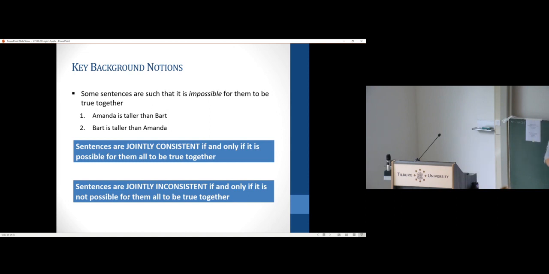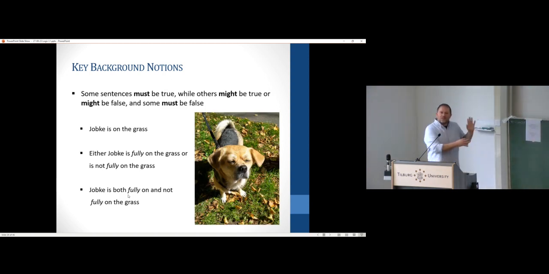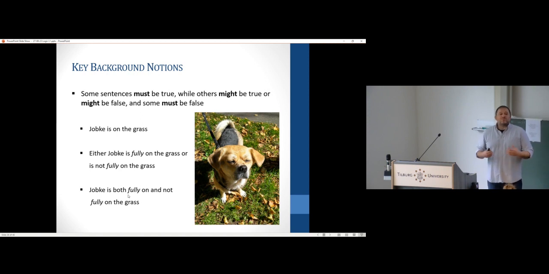Now the next group of definitions is going to be 3 of them together. And this has to do with individual sentences. And actually this is something we've also already talked a little bit about implicitly. So when we think about sentences, it seems like some of them must be true. That is, not only are they the case, but they have to be. Whereas other sentences might be true or they might be false. And some seem like they have to be false. Not just that they are, but that they must be.